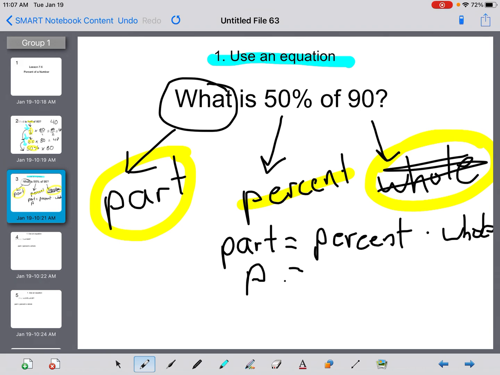So I'm just going to put the letter P. So the part equals the percent. Well, my percent is 50% times my whole, which is 90. So that's my first thing. I write up my equation.